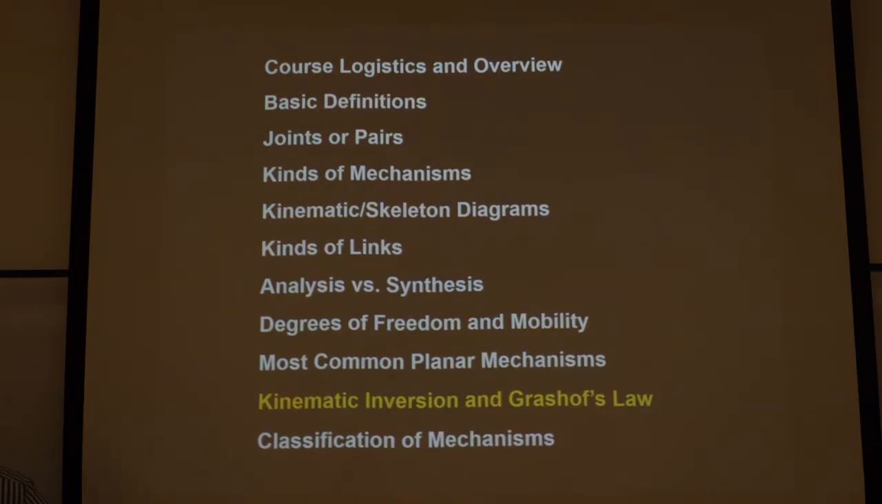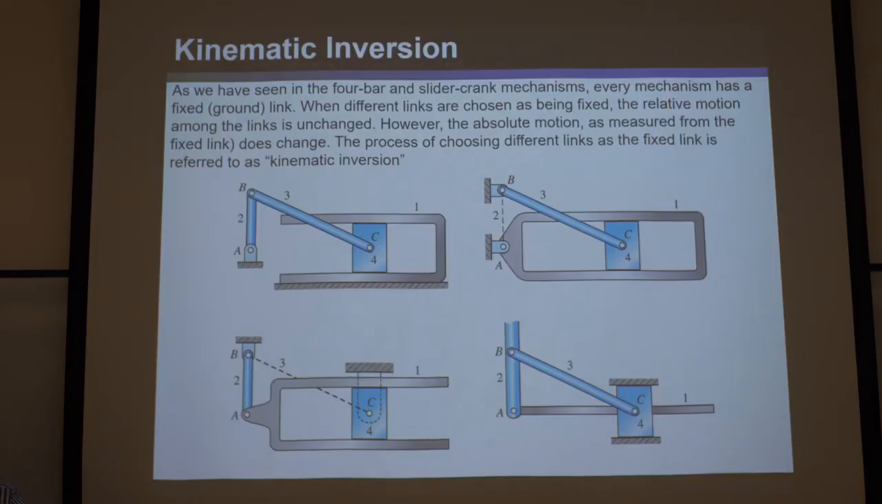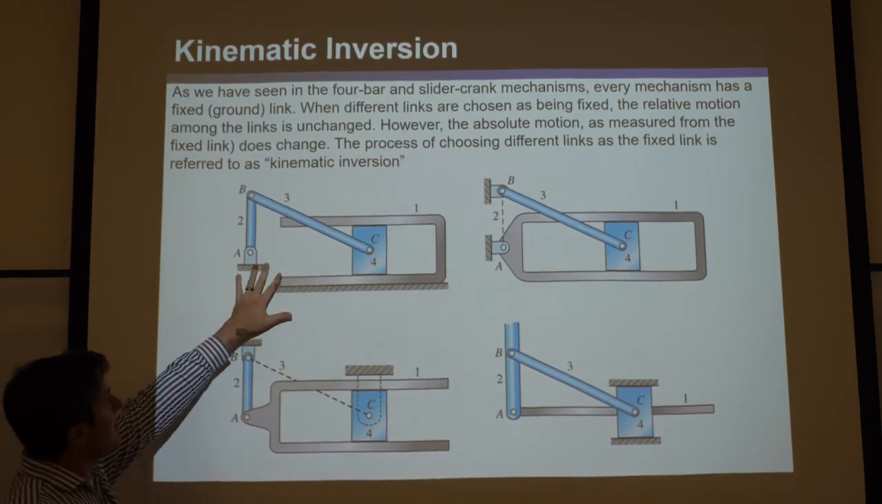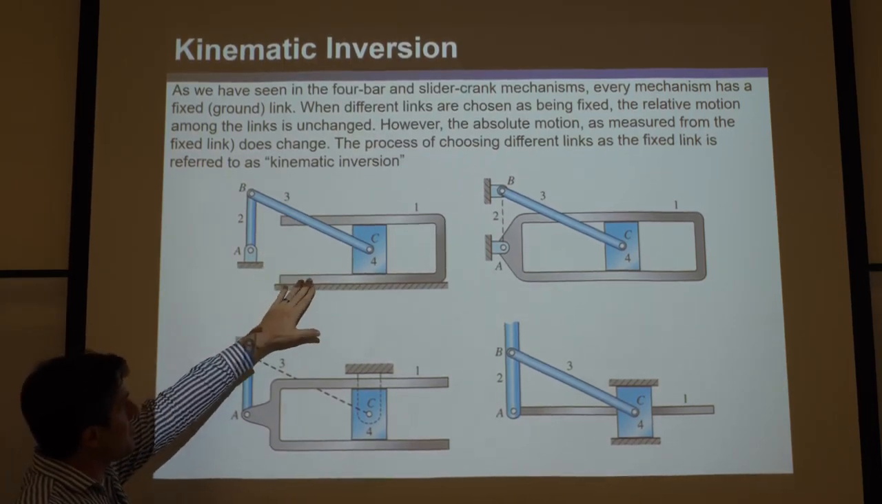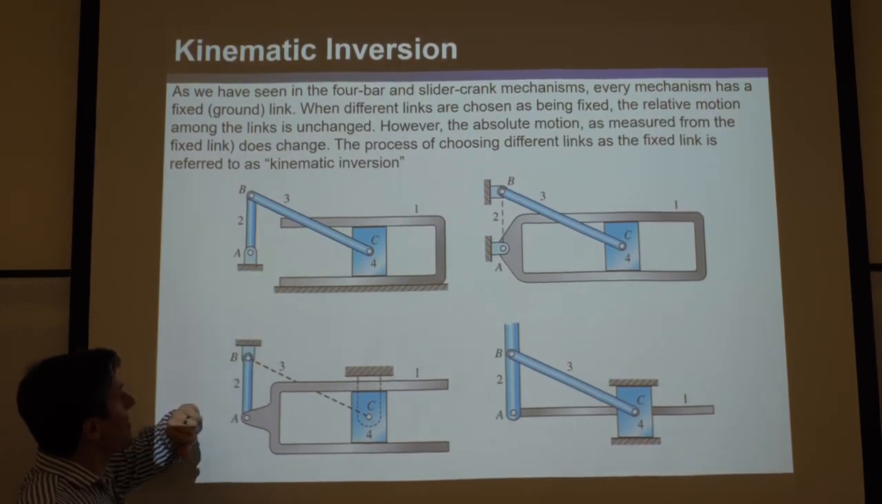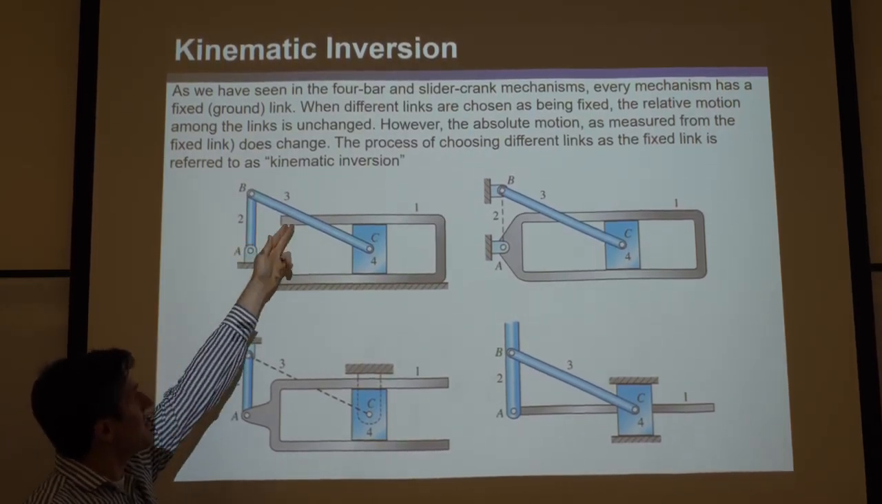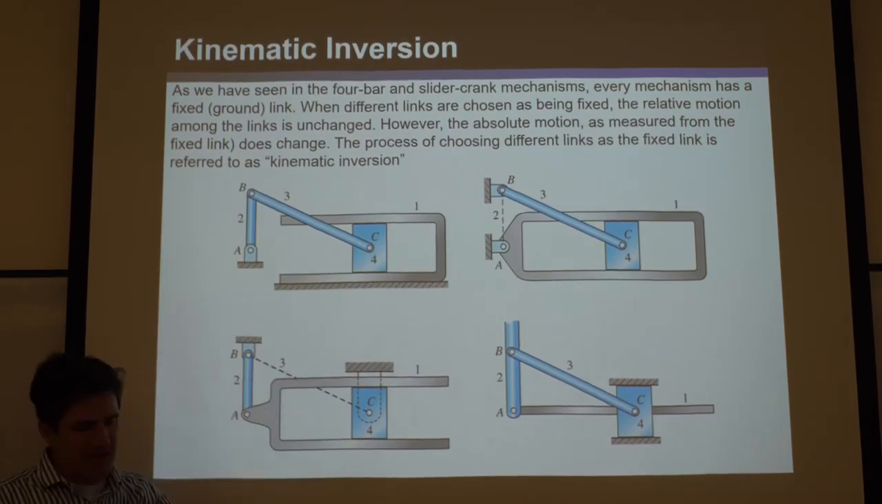Okay, so now let's look at kinematic inversions and Grashoff's law. So here's the thing with kinematic inversions. Let's take a slider crank mechanism, like the one from before. This one right here is a classic slider crank mechanism. It looks like there's 2 grounds, but there's really just 1. These are basically connected together. Here's the input, there's the coupler, there's the slider. So that's a classic slider crank mechanism.